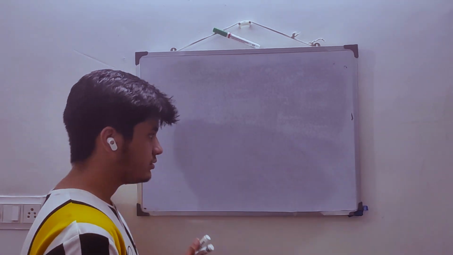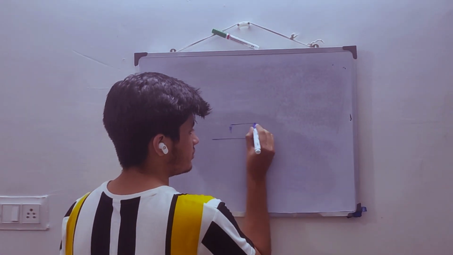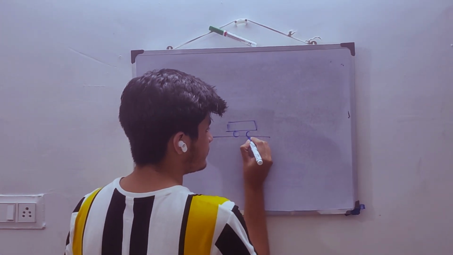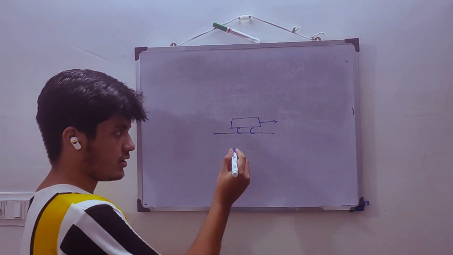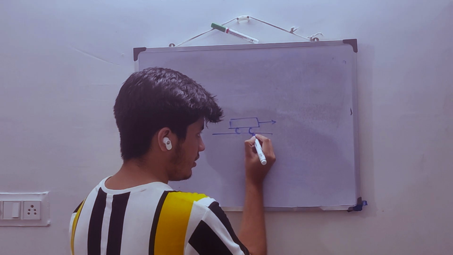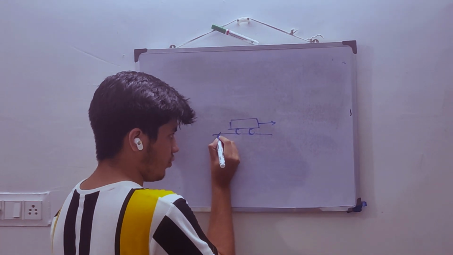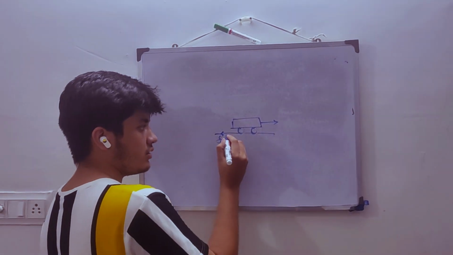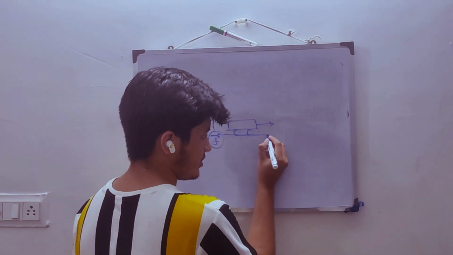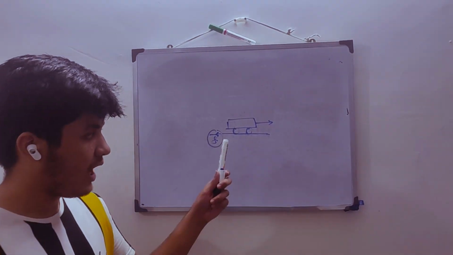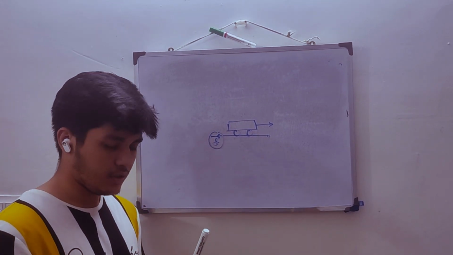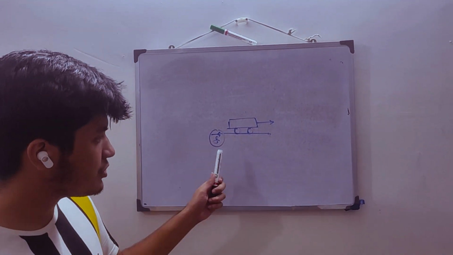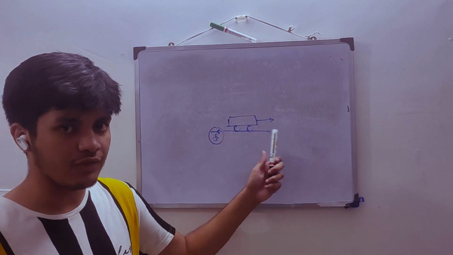So suppose this is a car and it is moving in this direction, the forward direction. So the car is moving and a friction force will act in the opposite direction. As the car is moving forward, there is a frictional force acting backward. So this is what friction is. It's opposing a relative motion of a body.